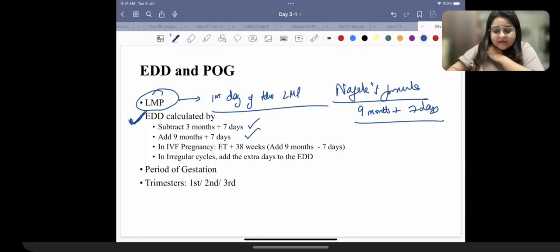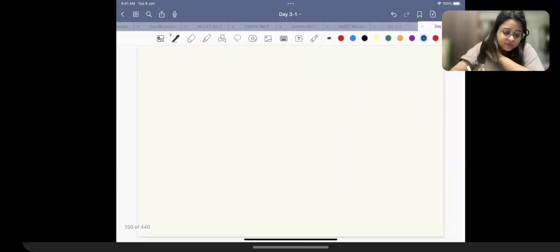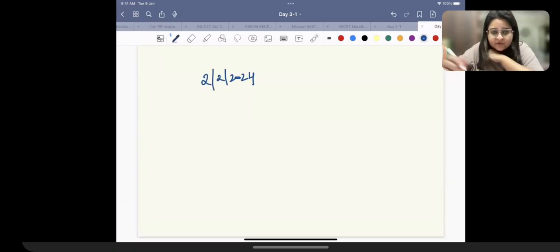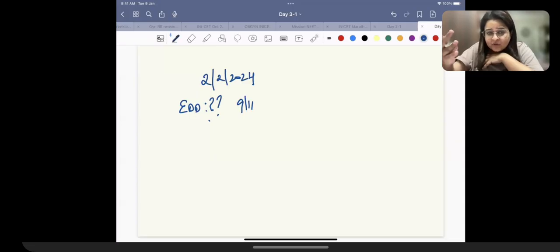Okay, but you can also do the opposite, that is add 9 months and add 7 days. What does this mean? Again, a few examples. Suppose a patient comes and she says, my LMP was on 2nd February 2024. So when is her EDD? Correct. Good, Aditya. Very quick. So 9th November. How did he do that? You just subtract 3 months. So February से वापस आओ, January, December, November, and add 7 days. So 9th November. Or simply add 9 months. March, April, May, June, July, August, September, October, November.